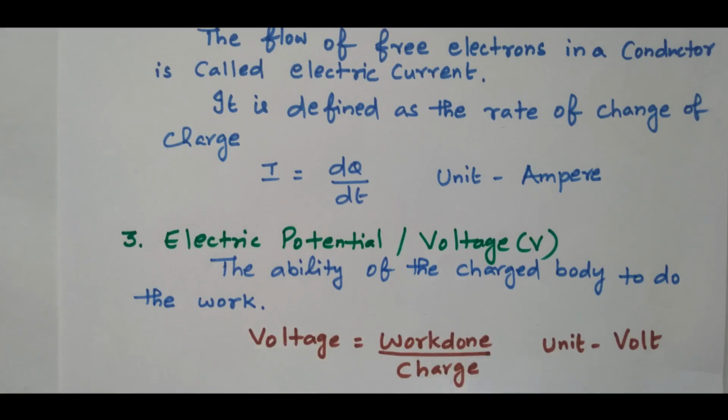That is nothing but work done by charge. Work done by charge is nothing but voltage. What is the charge available? How many electrons are moving? That is, the work done by charge will give the voltage. The unit is volt.